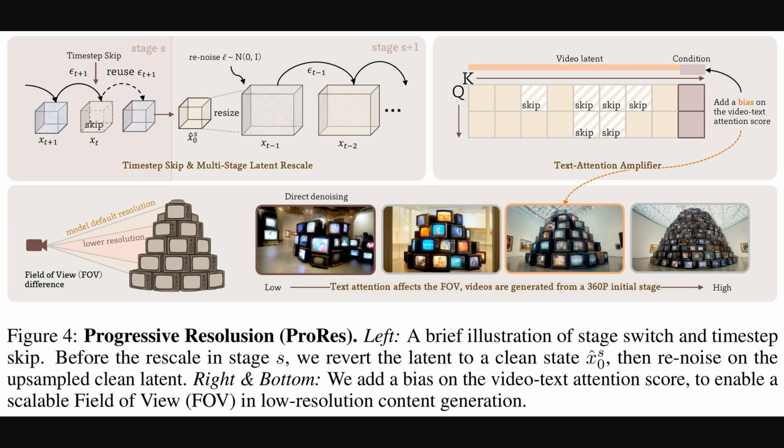Okay, so we've seen how Jenga uses progressive resolution in general. This gives us a closer look at how that actually works. The top left part shows the multi-stage latent rescale.